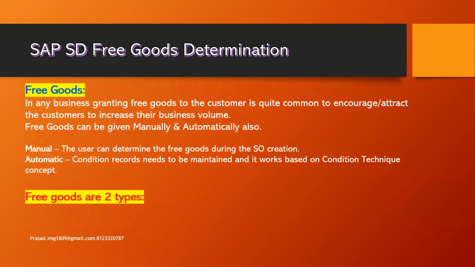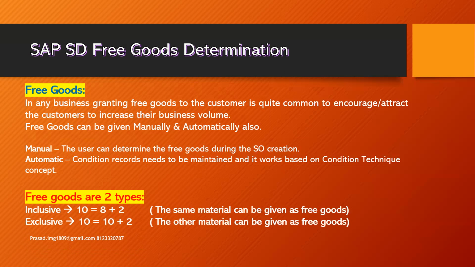Free goods are of two types. We all know that one is inclusive free goods, and the other one is exclusive free goods. For example, here I have written 10 = 8 + 2. That means assume that there is a 20% discount. Whenever a 20% discount is in force, and the inclusive quantity is 10 = 8 + 2, that means it will include the free goods quantity. In this inclusive scenario, we can give the same material as free goods. We cannot give another material as free goods because it is inclusive.